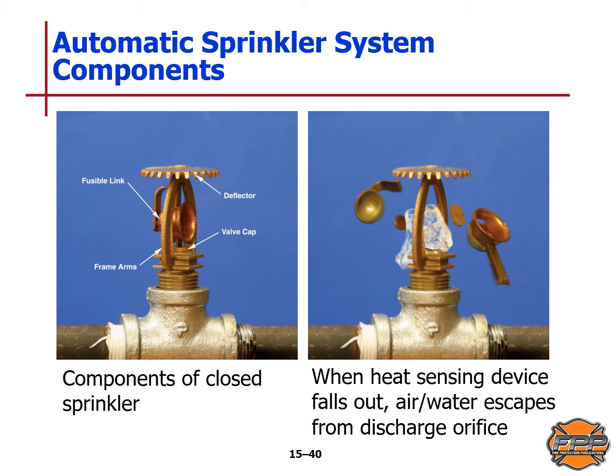This slide shows automatic sprinkler system components. On the left, you see the components of a closed sprinkler. On the right, you see when heat sensing devices fall out, air and water escape from the discharge orifice. You can see the water coming up through the center of the orifice.